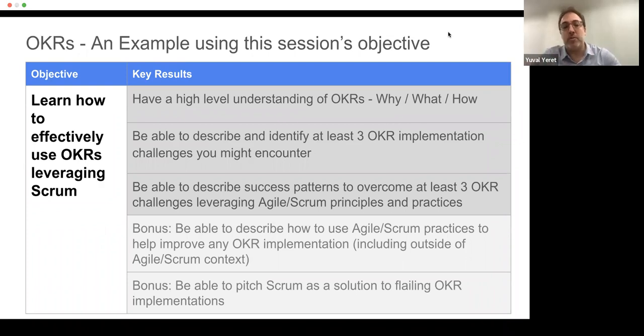As a wider perspective, maybe we can call it bonus key results or aspirational key results, be able to describe how we can use Agile and Scrum practices to help improve any OKR implementation, including those that happen outside of the Agile Scrum context, and maybe even pitch Scrum as a solution to flailing OKRs. So let's jump right in.